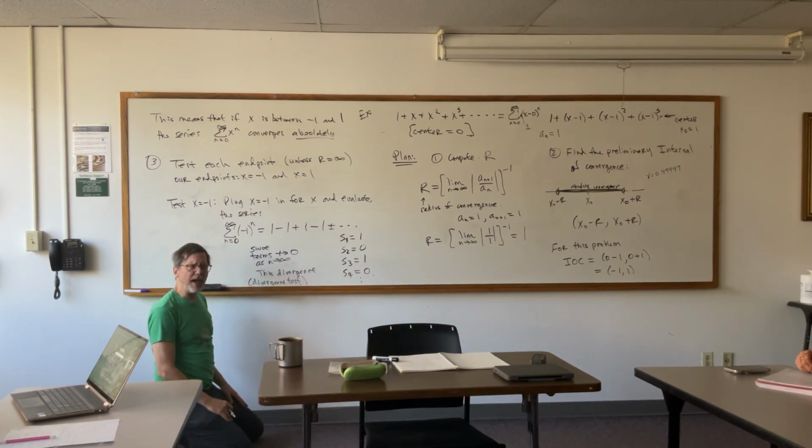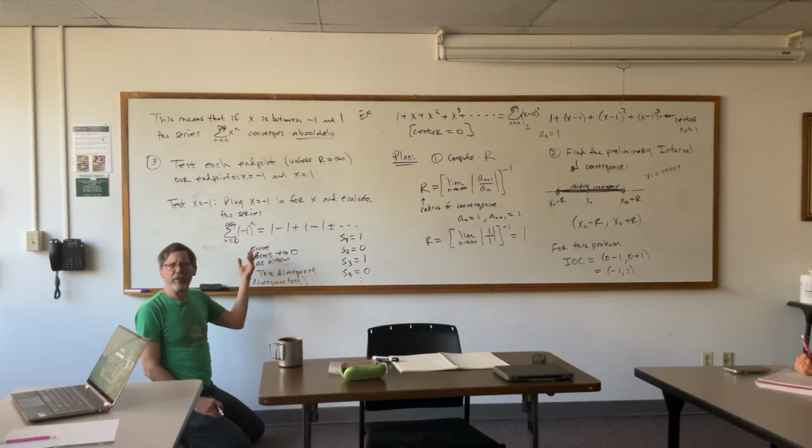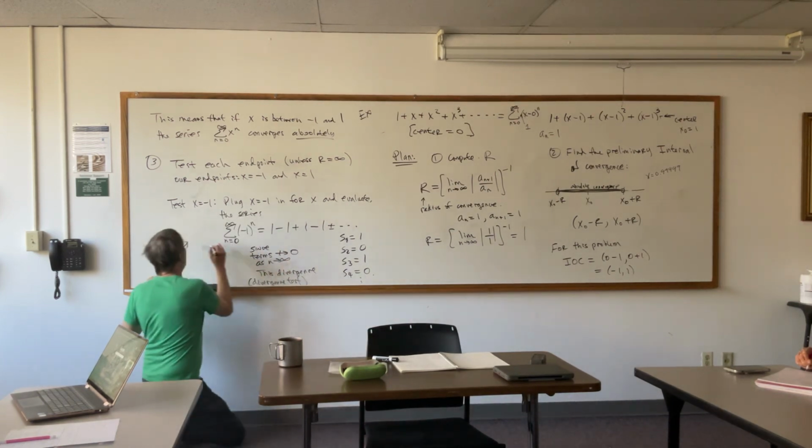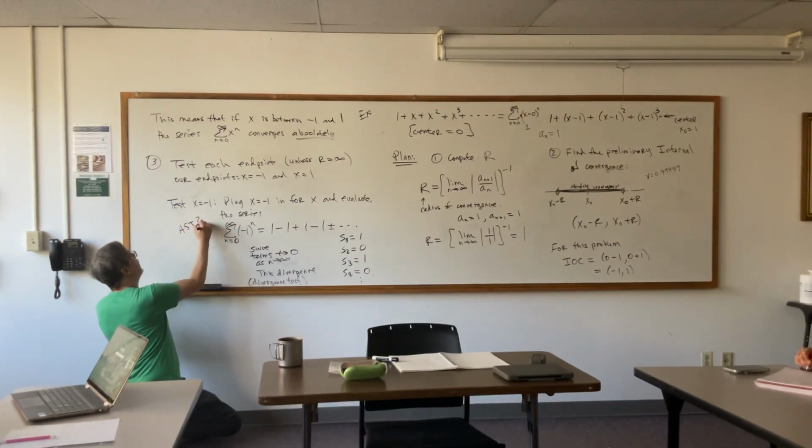Let's say we didn't remember that. What kind of a series is this? What flavor? Alternating, right? So we go to that AST. We could do that too. We could just say, well, it's an alternating series, so I go to the AST.